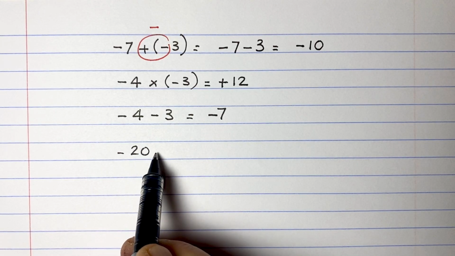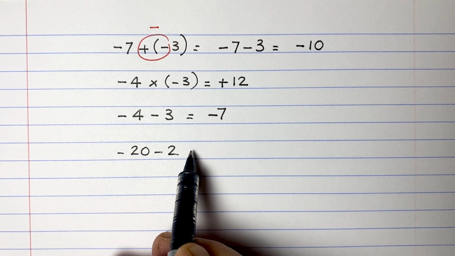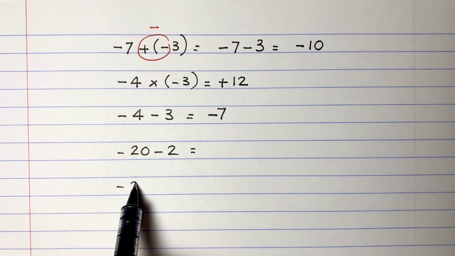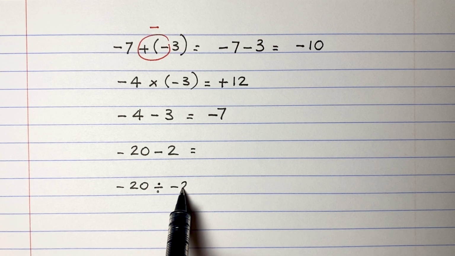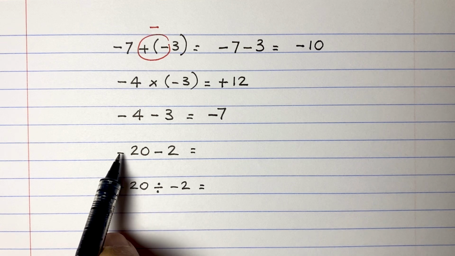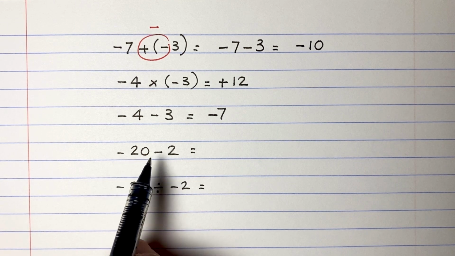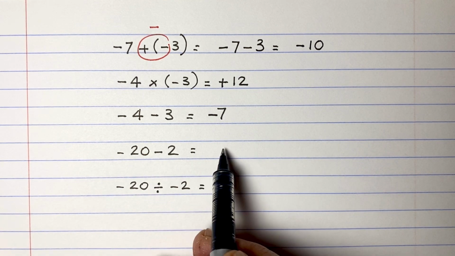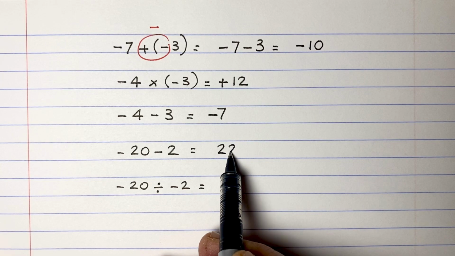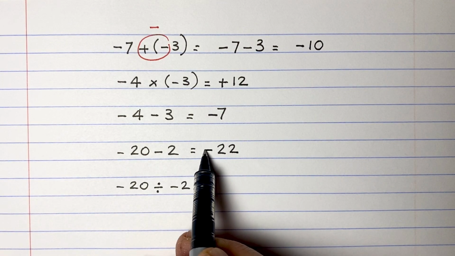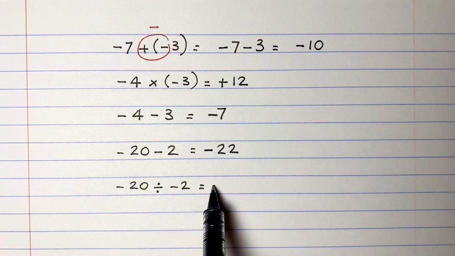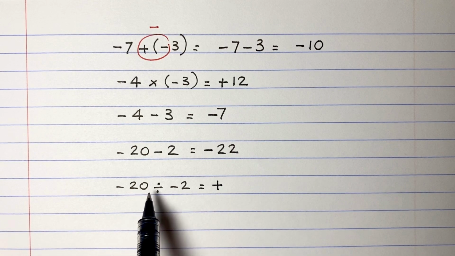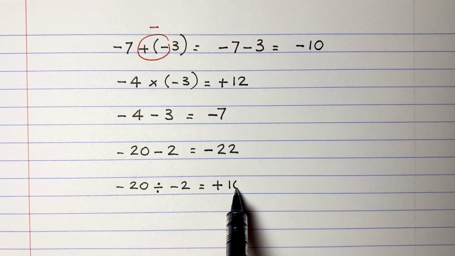Minus 20, minus 2. Minus 20 divided by minus 2. Here you're not multiplying, dividing. The signs are the same. You add. Bigger digit is minus, negative. Here you're dividing. Negative divided by negative is positive. 20 divided by 2 is 10.